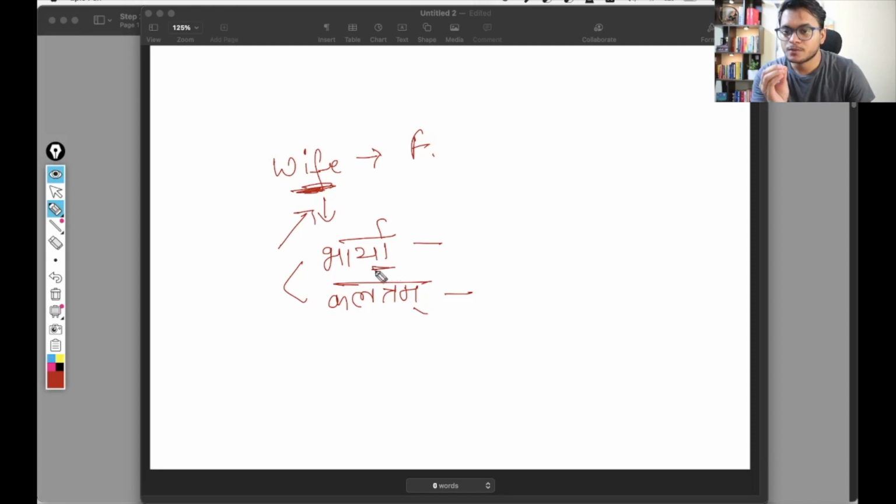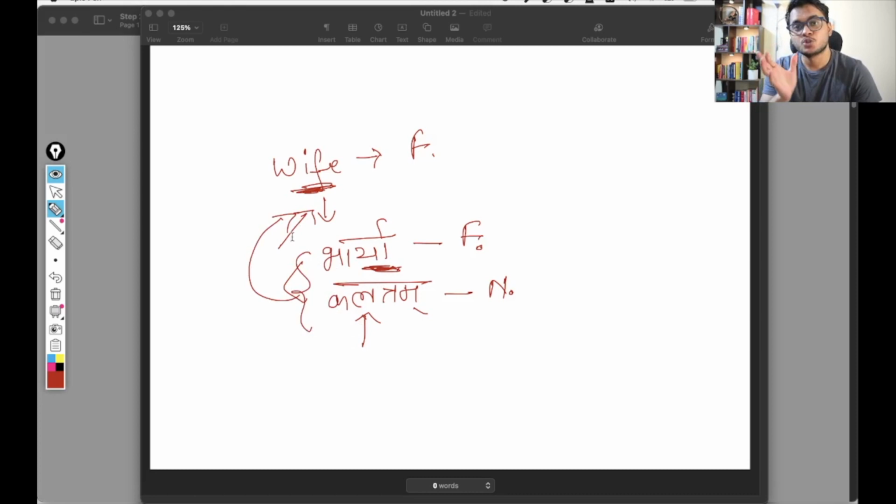But the gender of this word bharya is feminine, and the gender of this word kalatram is neuter. So this one is a neuter gender word, a napumsakling, and this one is a feminine gender word, a striling. Even though both of these words represent something usually associated with a female person, the biological gender doesn't matter. Every noun, every word in Sanskrit has its own inherent gender. Just drive home this point and always remember it.